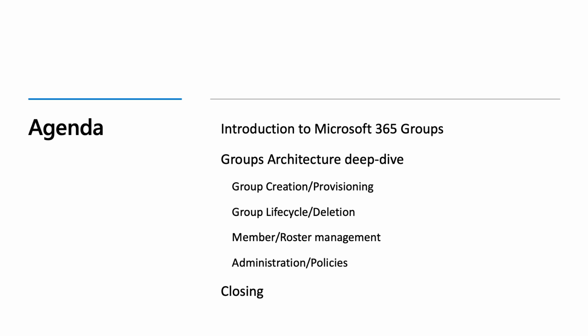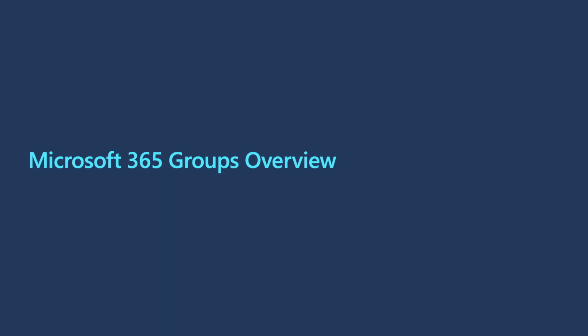So this is the agenda for today's video. Like we said, we'll start with groups and then go to a detailed overview. And the way we'll be doing it is we'll go through one scenario at a time. So we have four key flows identified, which are group creation, the life cycle of a group, member management, and administration and policies. Let's start with an overview of the Microsoft 365 Groups platform.